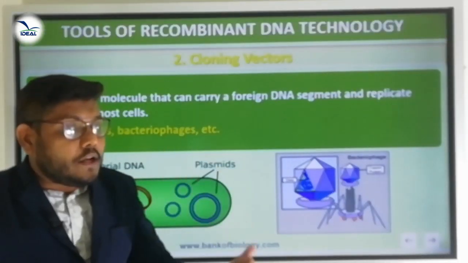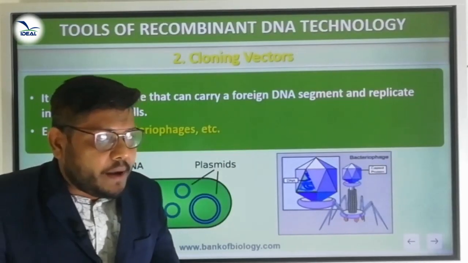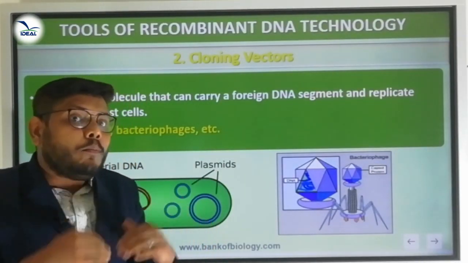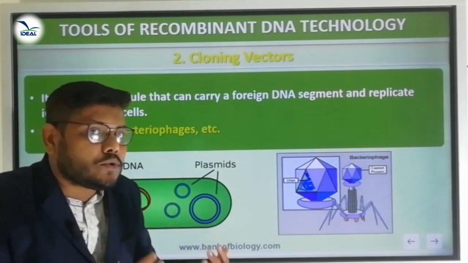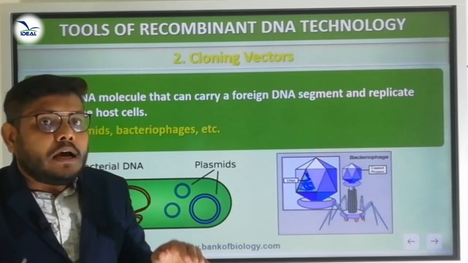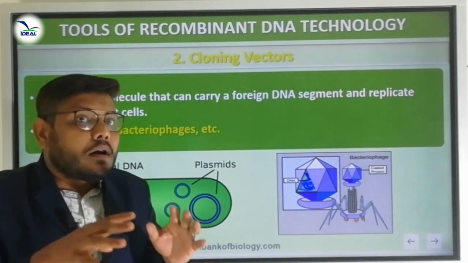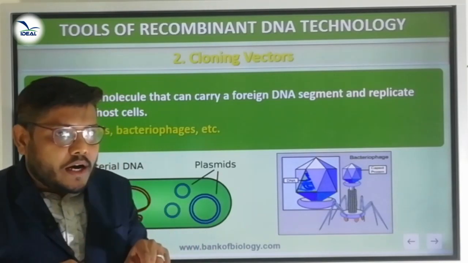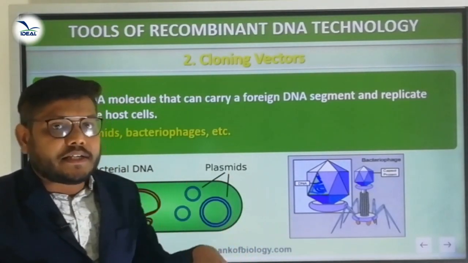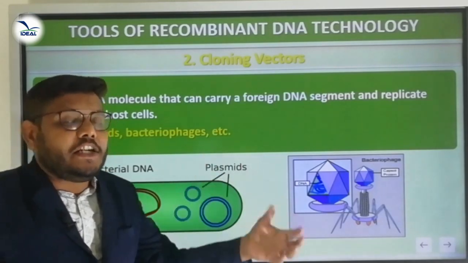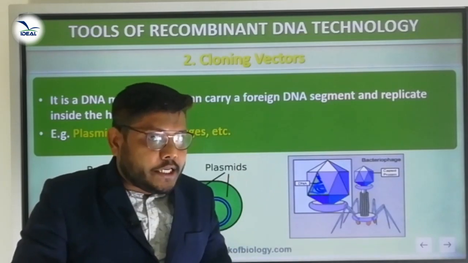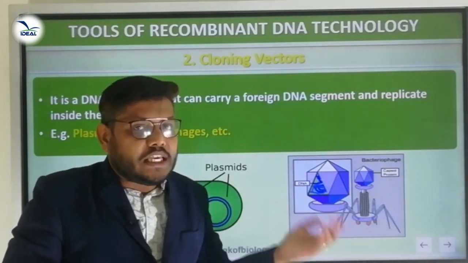Col-E1 is isolated from the Escherichia coli bacteria. So col-E1 is one kind of plasmid vector, the naturally occurring plasmid vector. They do not possess all the characteristic features of a cloning vector. That is the reason why such a cloning vector is reconstructed by inserting the antibiotic resistant gene. One is called pBR322, another one is pUC18.